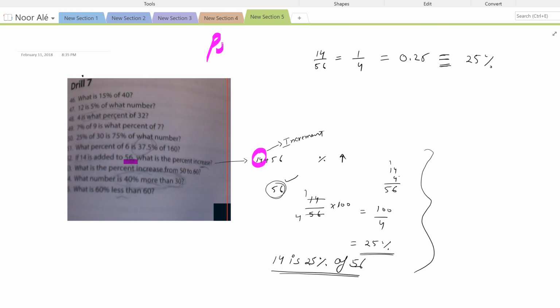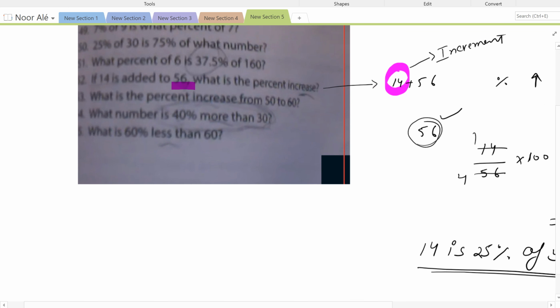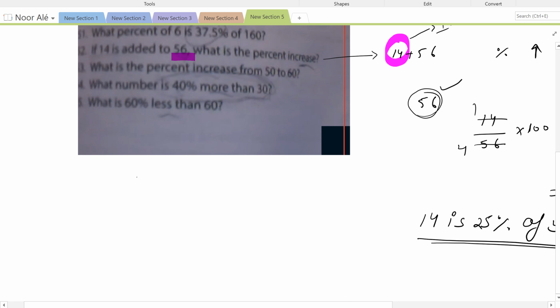Let me write here percent increase. Now, do you want to do number 13? Yeah. Number 13 is: what is the percent increase from 50 to 60? So I put my 60 up and the 50 on the bottom, right? From 50 to 60.